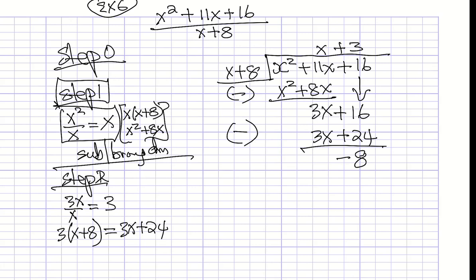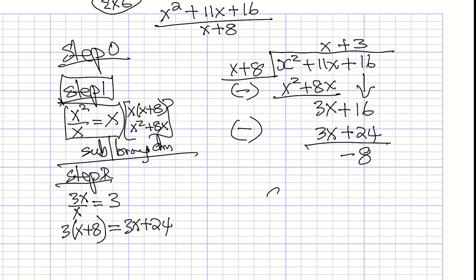It's gonna be negative 8. You see it, right? There's nothing else to bring down, so we're done. Our answer we're looking for is x plus 3. Remainder is negative 8 over x plus 8. Right? You see that, right? That's what we'll be looking for, okay?